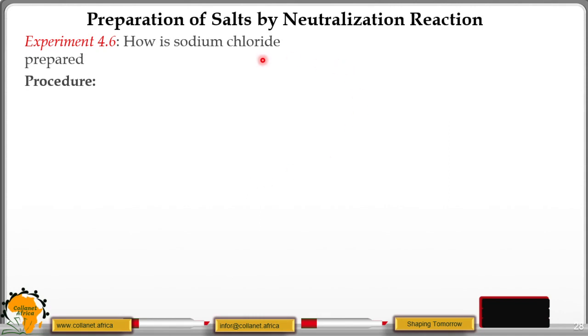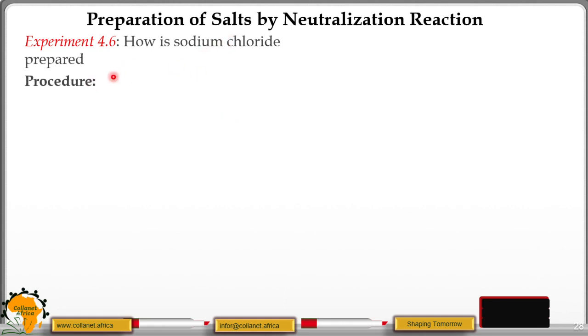In today's lesson, we're going to look at the preparation of salt by neutralization reaction. In this case, you're going to look at a case study of how sodium chloride is prepared by the neutralization reaction. We're also going to look at how we prepare lead nitrate in the lab from lead carbonate. It's also a neutralization reaction.